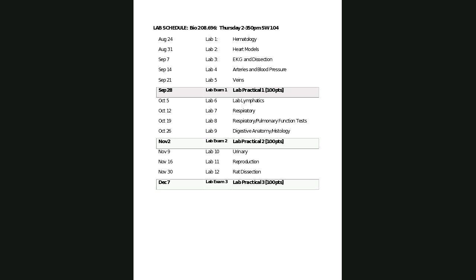All right, first lab exam is all the cardiovascular. Second lab exam is lymphatics, respiratory, and digestion. And the third one is urinary and reproduction and our rat dissection.